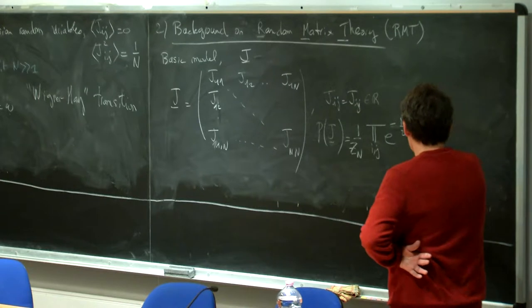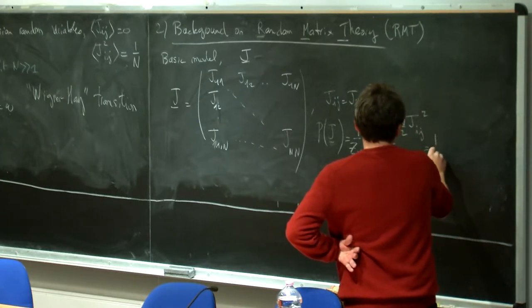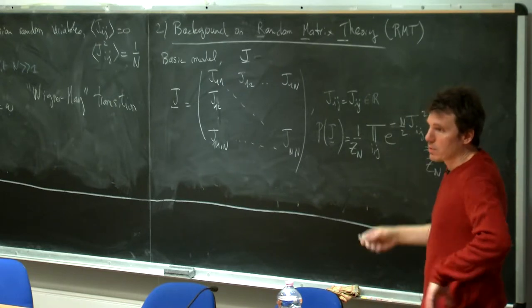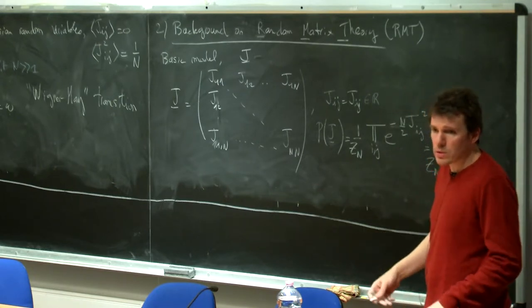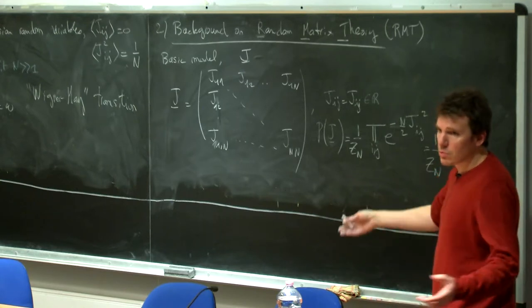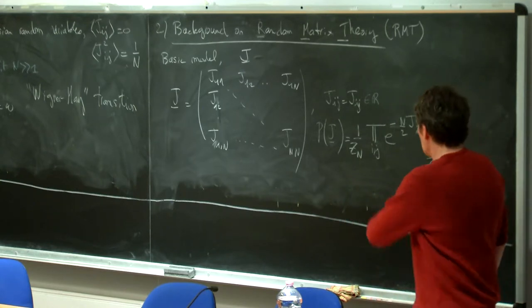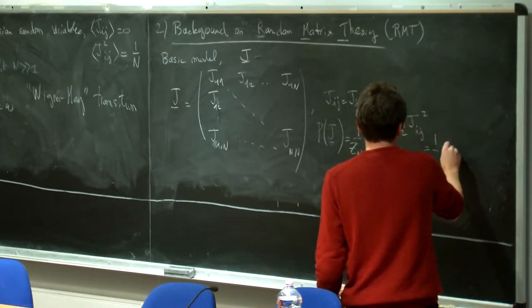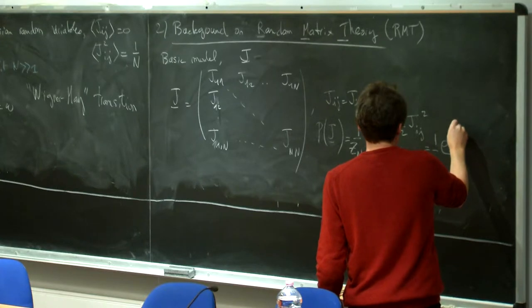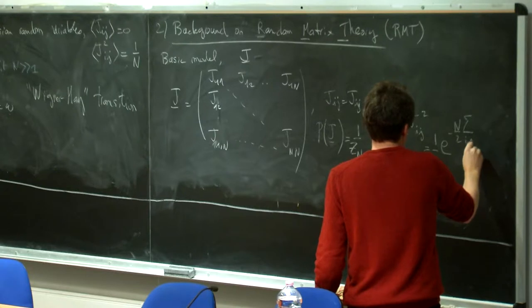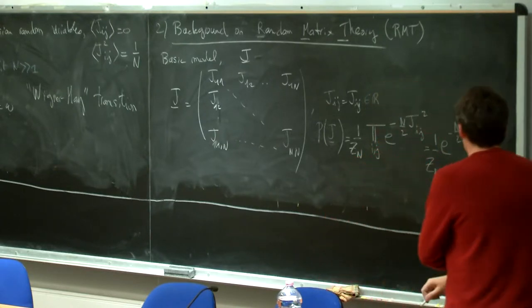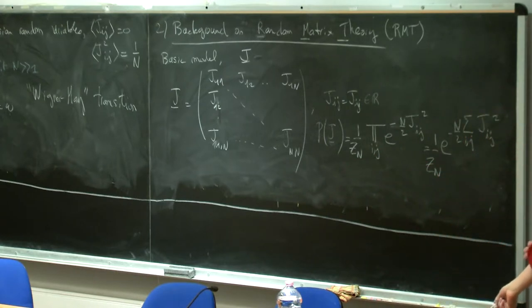Now, you see that this, you can still write it in a different way. I mean, the product of Gaussians. So this is a natural measure that you have, right? You just take Gaussian random numbers and you put them in your matrix, and then you will look at the eigenvalues of it. Now let's just rewrite this a little bit. This product of exponentials, I can just write it as the exponential of the sum. So that will be exponential of minus n over 2 sum over ij J_ij squared. Okay, you like it?